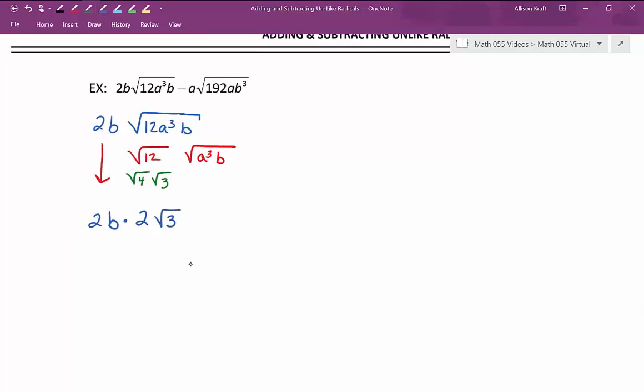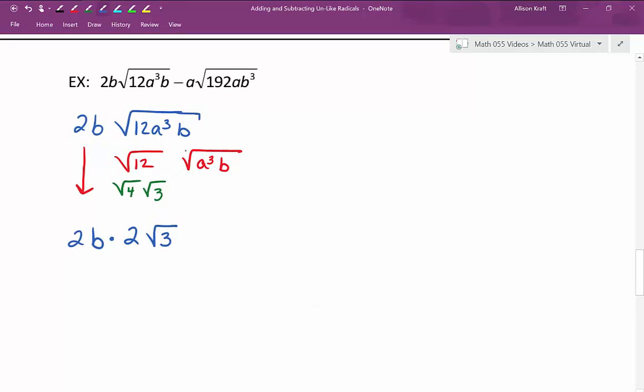We're dividing our index of 2 into our exponents. So 2 goes into 3 one time. So that's a to the first on the outside with a remainder of 1. So that's a to the first underneath. The exponent on b is 1. 2 does not go into 1. Remember, if the exponent is smaller than the index, that is not going to simplify. So that's just b underneath.